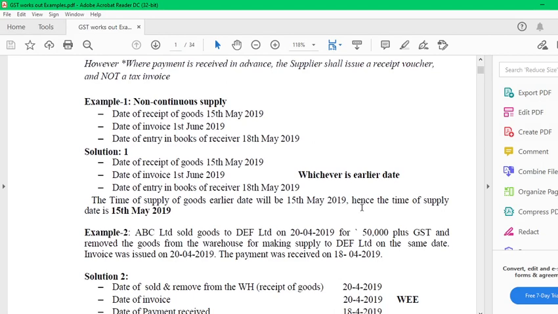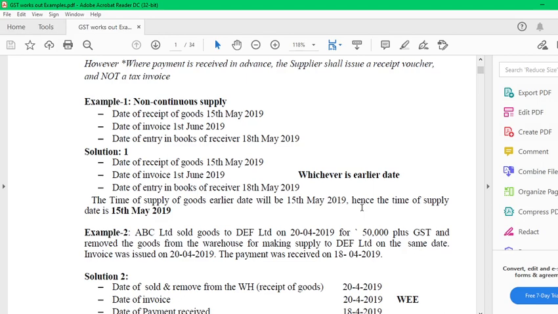Non-continuous supply. Date of receipt of goods is 15th May 2019. Date of invoice is 1st June 2019. Date of entry in the books of the receiver is 18th May 2019. There are three dates here. Whichever is the earlier date, we have to take for determining the time of supply. 15th May is the receipt of goods, then the invoice is generated on 1st June, then the entry in the books of the receiver is 18th May.